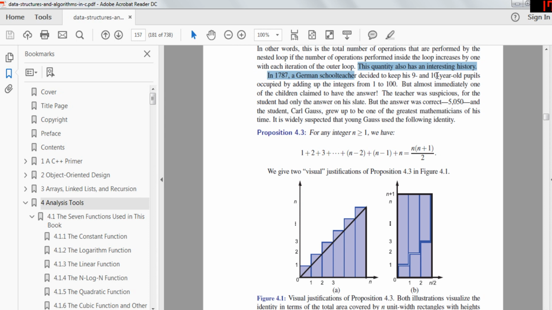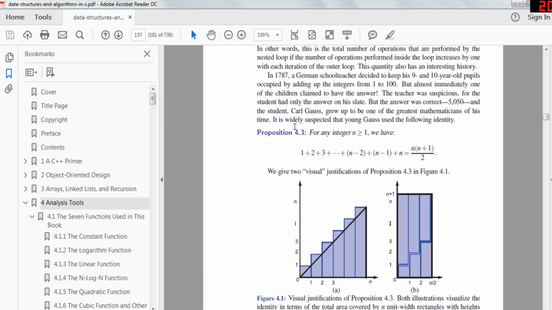This quantity has an interesting history. A German school teacher decided to keep 9-year-olds occupied by having them add up numbers from 1 to 100. Almost immediately, one child claimed to have finished. The teacher was surprised, but the answer was correct, and he grew up to be one of the famous mathematicians. His name is Gauss.